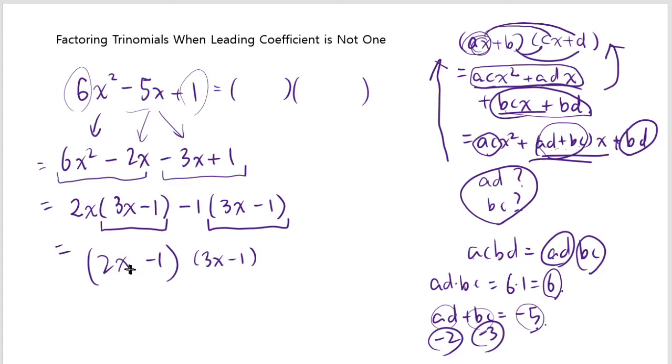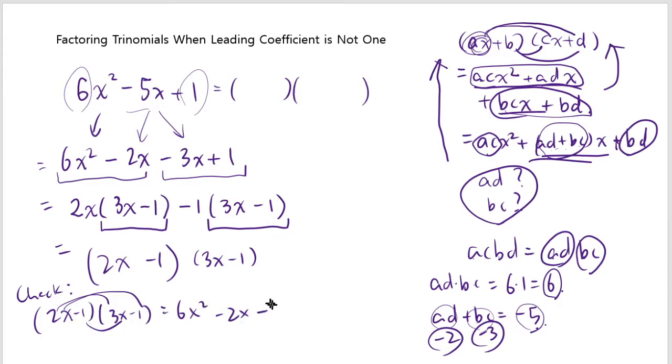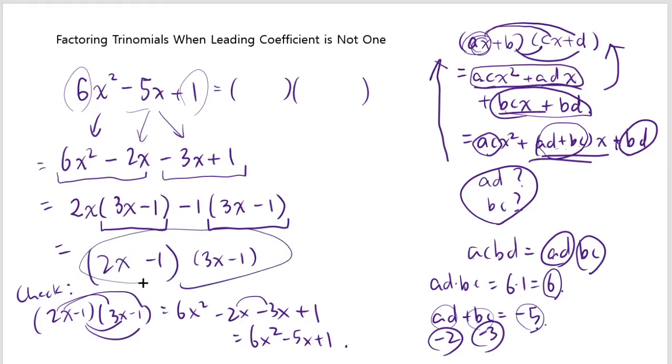And if you're not convinced, you can actually expand this by FOIL to see that indeed this is equal to this. So let's quickly check. 2x minus 1 times 3x minus 1. 2x times 3x is 6x squared. 2x times negative 1 is negative 2x. Negative 1 times 3x is negative 3x. Negative 1 times negative 1 is positive 1. So actually it's exactly the same as that, right? And then you combine the like terms and you have 6x squared minus 5x plus 1. Done. So this is indeed the factorization of the previous one.